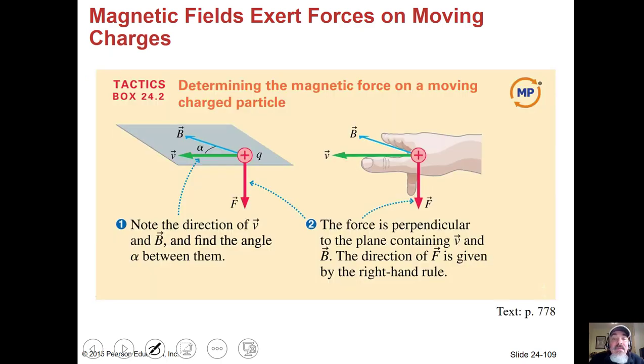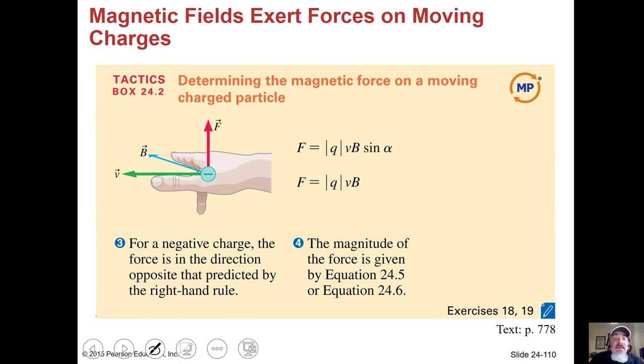Okay, good. So again, determining the magnetic force on a moving charge. You've got to line these things up with each other. So this is a good picture of that. Thumb in the direction that it's moving, that's where V is. Put your pointer finger in the direction of the magnetic field, B, and then the rest of your fingers give you the direction of the force. You've got to line them up perpendicular to each other.